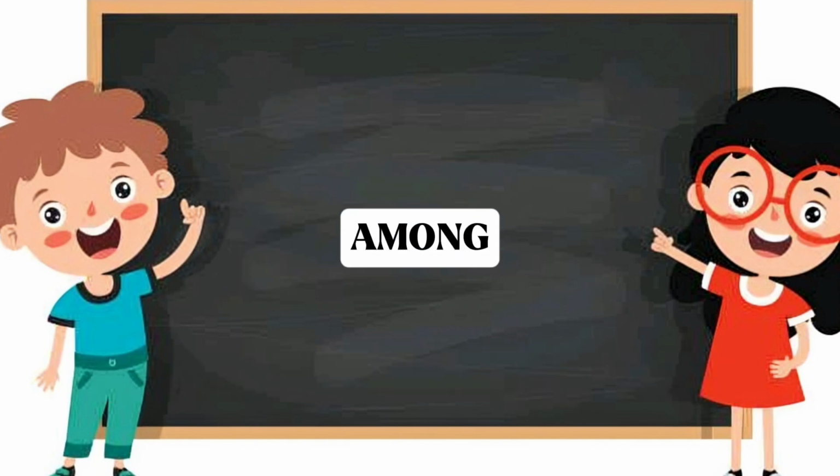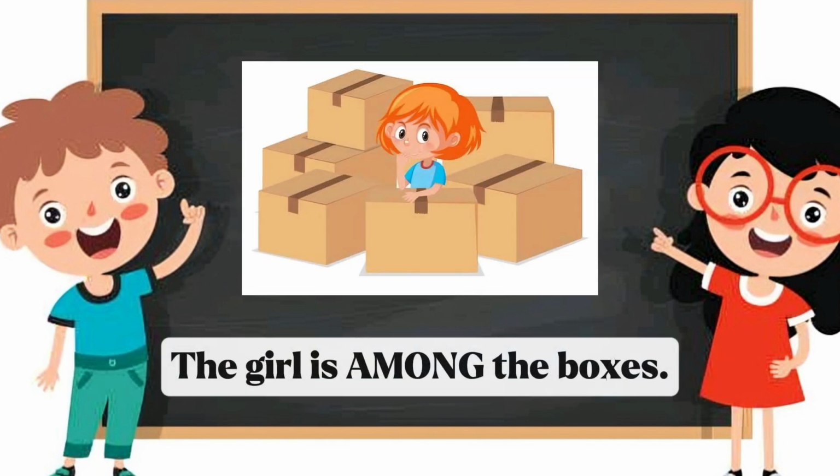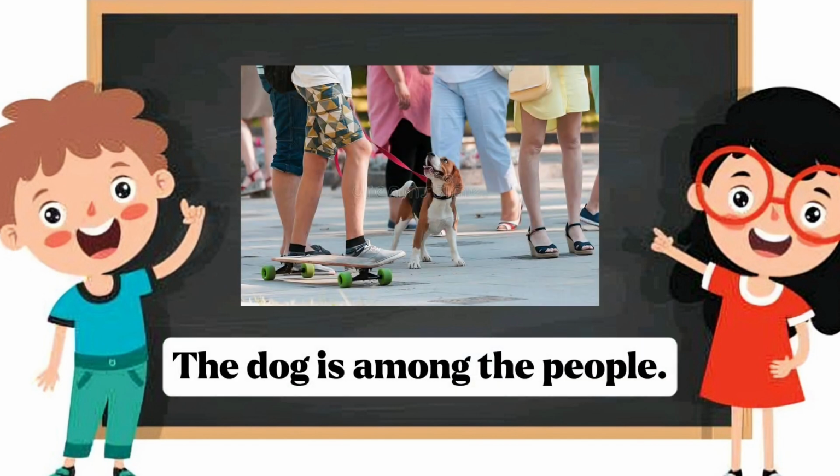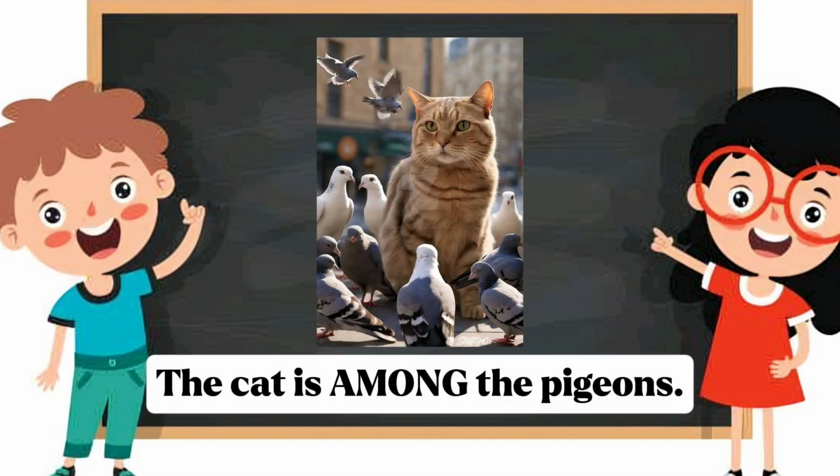Using among in a sentence. The girl is among the boxes. The dog is among the people. The cat is among the pigeons.